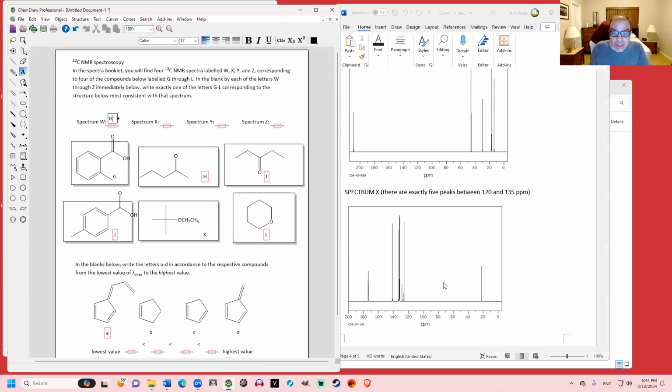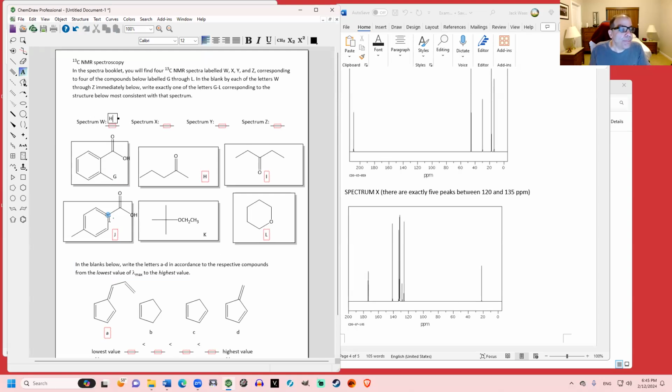Now, spectrum X, there are exactly 5 peaks between 120 and 135 parts per million. That means that if you include the one at 141 or 142, there's 6 peaks in the aromatic range. So you need to know where aromatic carbons show up. I also do see a carbonyl for a carboxylic acid, plus 1 other peak in the alkyl range. So it looks like we've got an aromatic ring where all 6 carbons are different, plus a C double bond O, plus some other carbon that's just an alkyl type carbon.